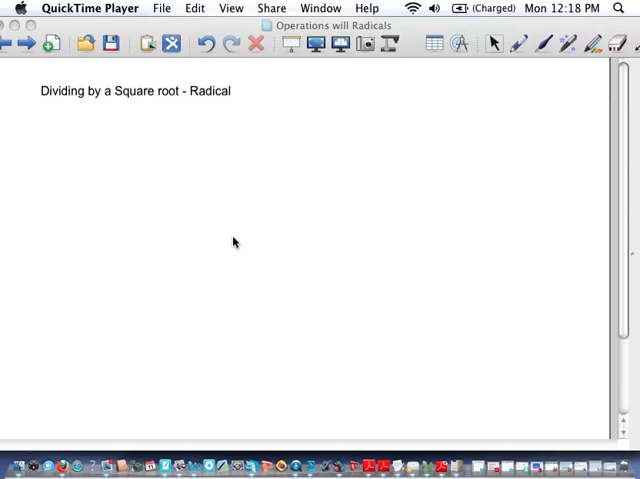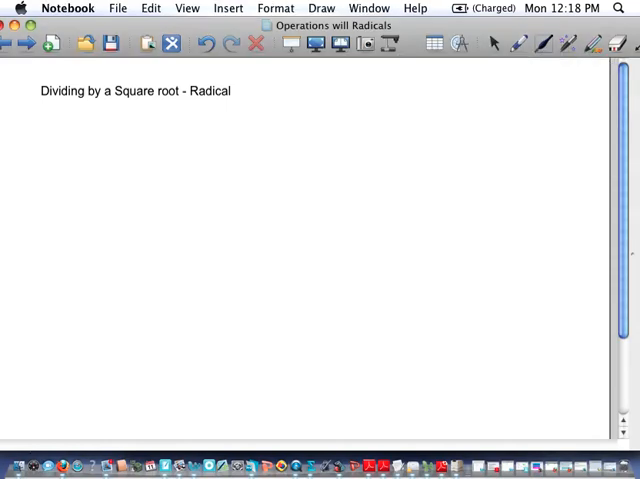Dividing by a square root or a radical. And when we divide by a square root, we don't want to leave a radical in the denominator. But let's take a look at one of the fundamental properties dealing with square roots, and maybe that will help you think about how to simplify radicals and then eliminate a radical in the denominator.